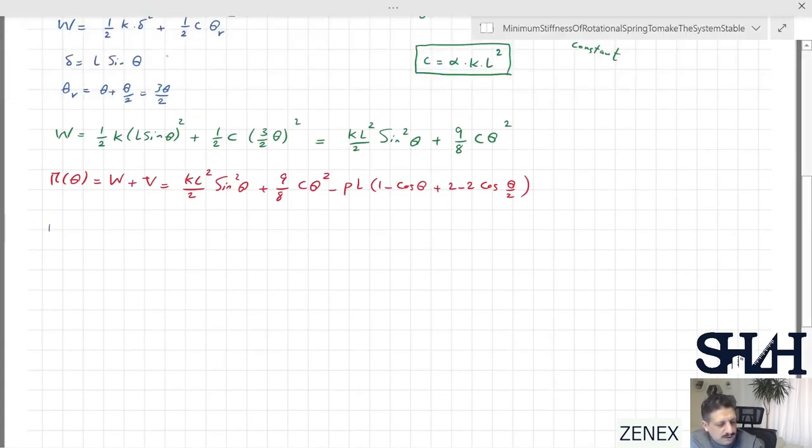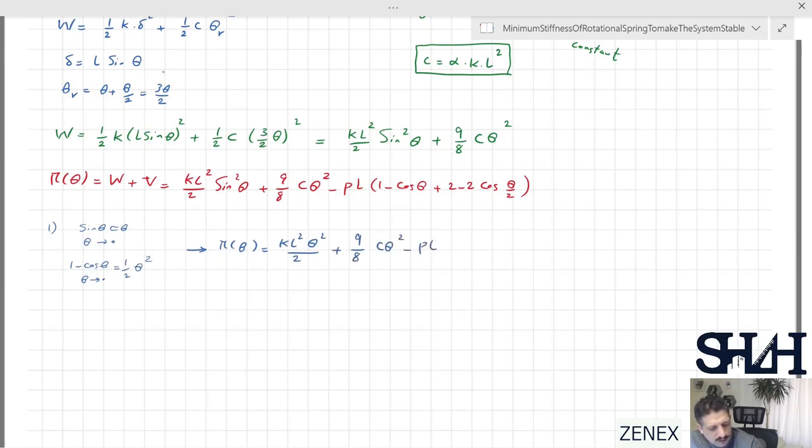It is easier if first we assume theta is very small, and as a result sine theta will be theta, and 1 minus cosine theta will be 1 over 2 theta to the power of 2. Just to find out a value for P0. So then pi of theta will be K L squared theta squared divided by 2, plus 9 over 8 C theta squared, minus PL times (1 over 2 theta squared plus theta over 2 squared).